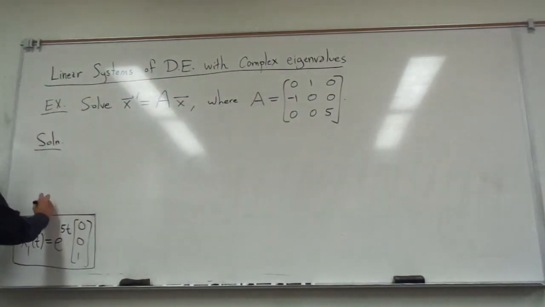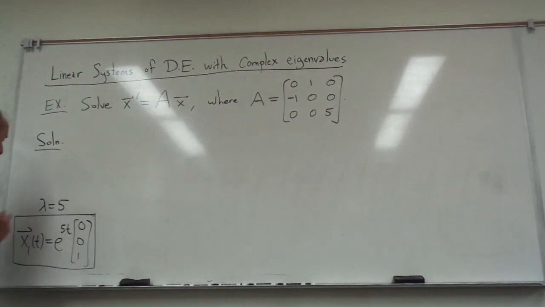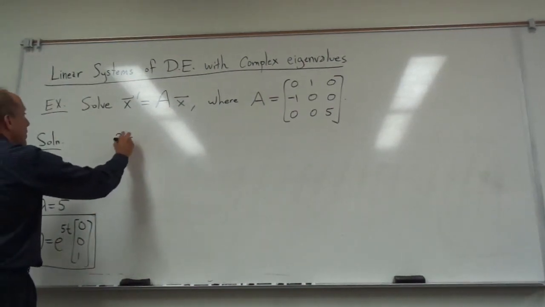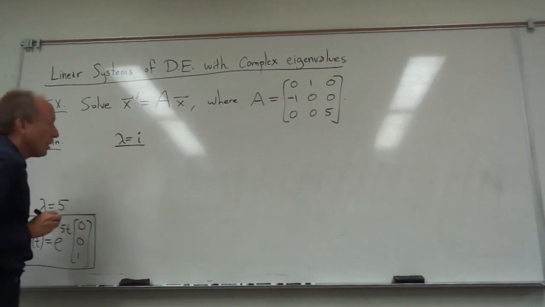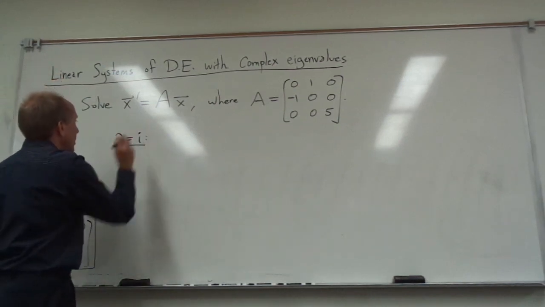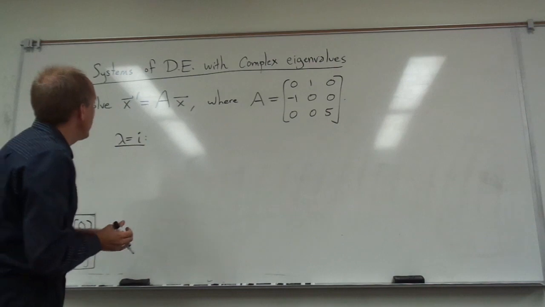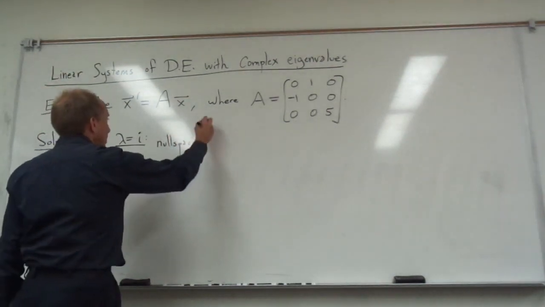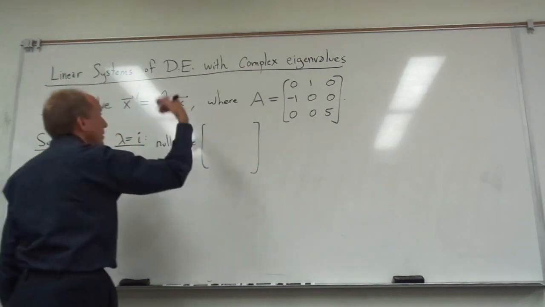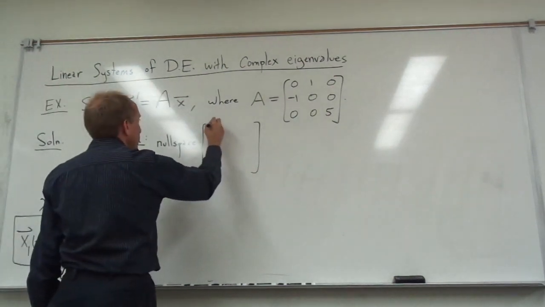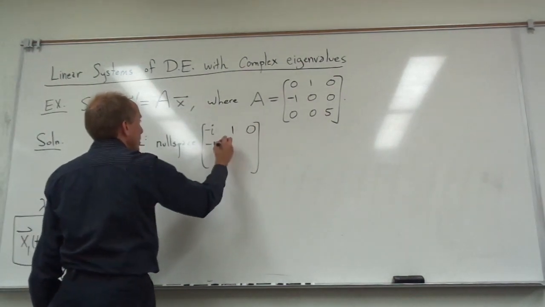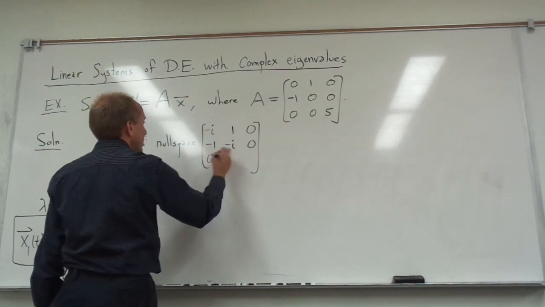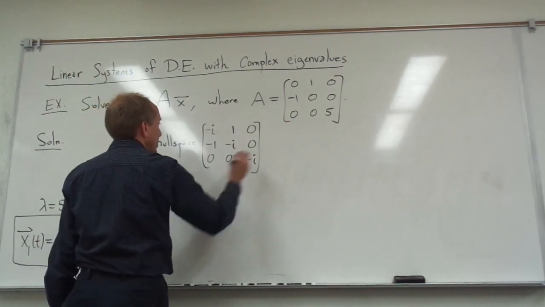This first solution was for the eigenvalue 5. Let's look at the eigenvalue i right now. This is a complex number, of course, and I'm going to have to find a corresponding eigenvector. I'm going to subtract i from the main diagonal of the matrix, and it's going to look like this.